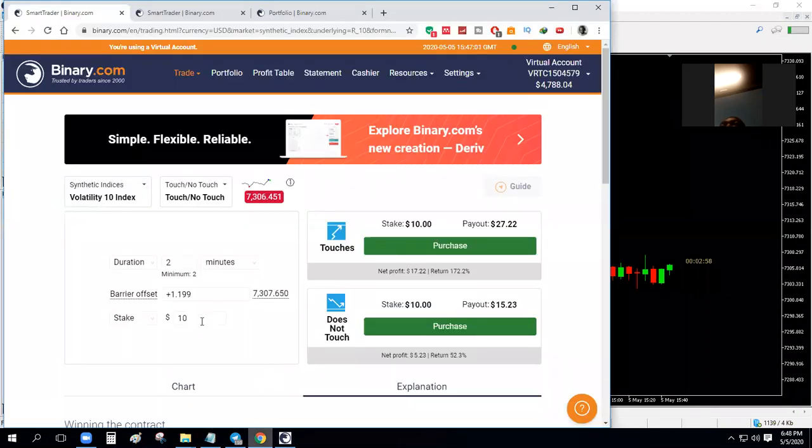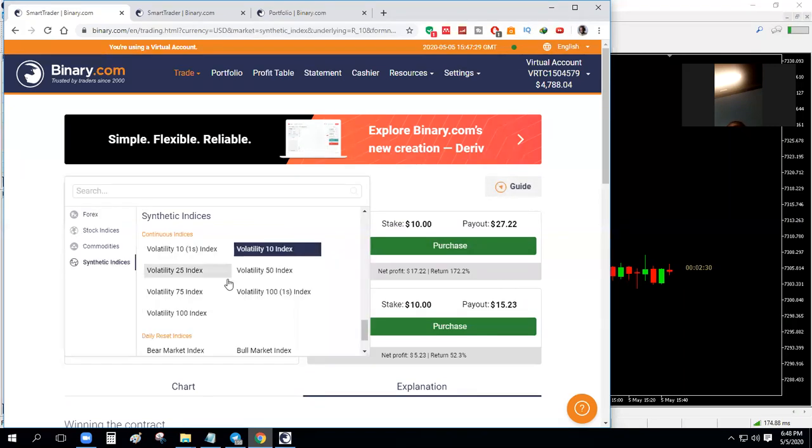Now look at this chart. Look at my interface here. This volatility 10. If I enter a trade for does not touch, 52% is my payout. But what if I entered touch? Touch is up here. 172%.